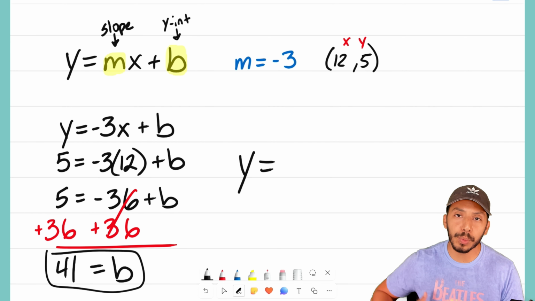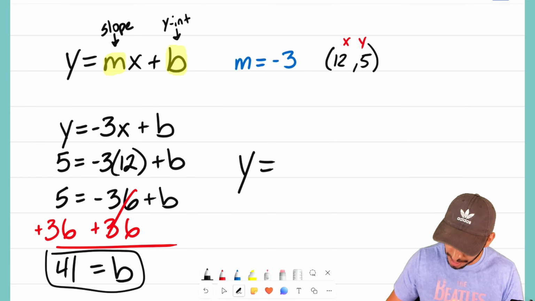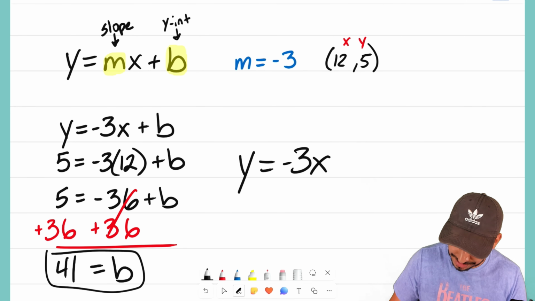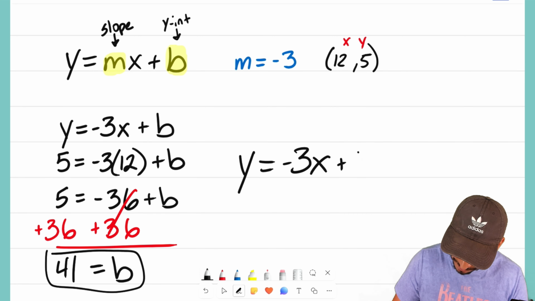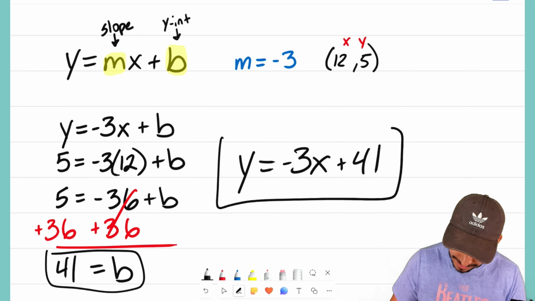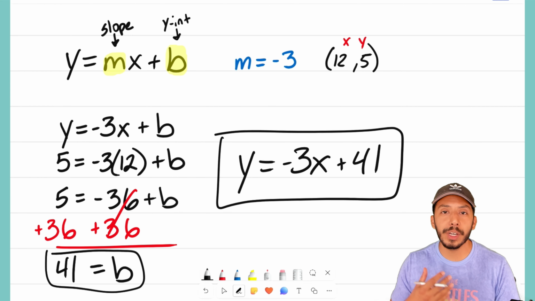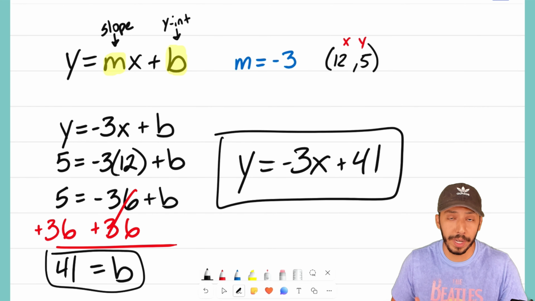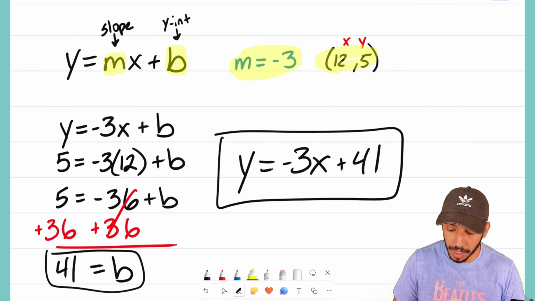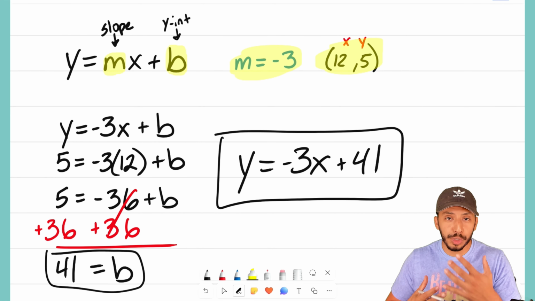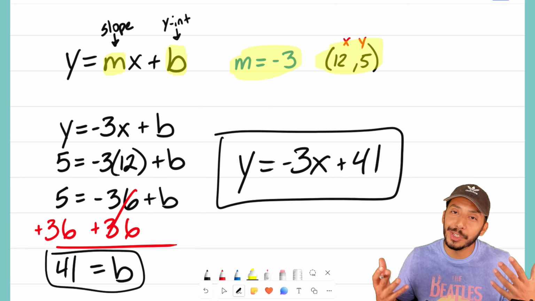We can now write our final equation out. We have y equals mx plus b, but we know m is -3, and we know b here, after solving, is 41. So y equals -3x plus 41. This is how you solve or find an equation when you're given one point and one slope. If you have those two pieces of information, then you'll be good to go.